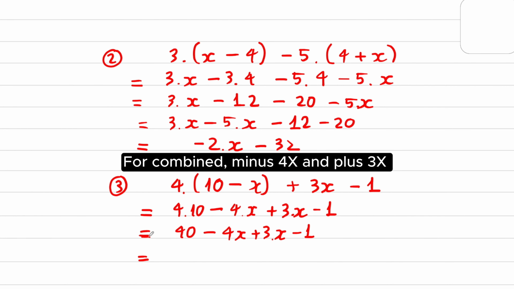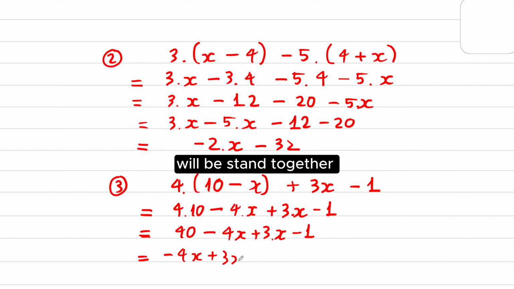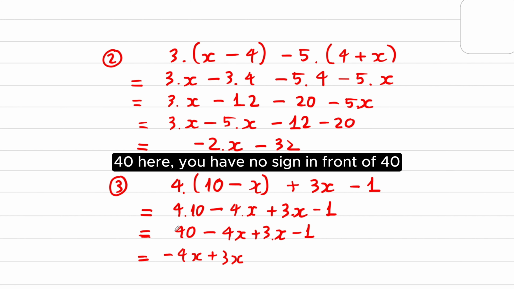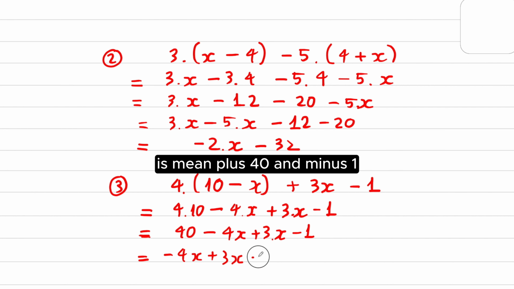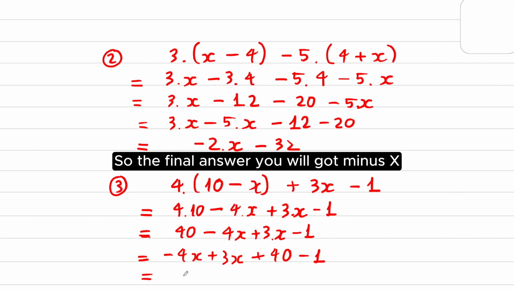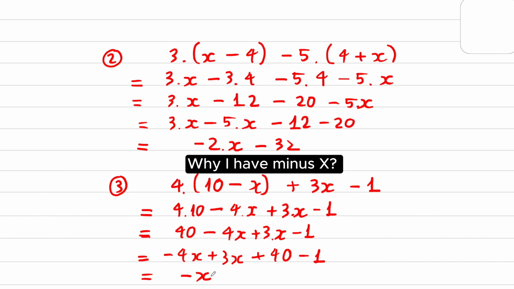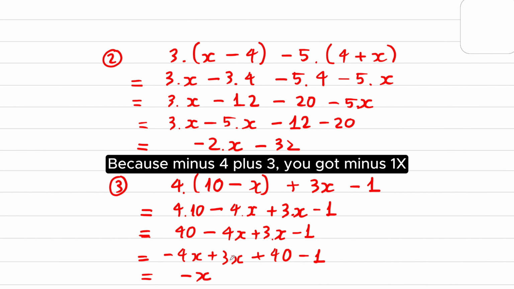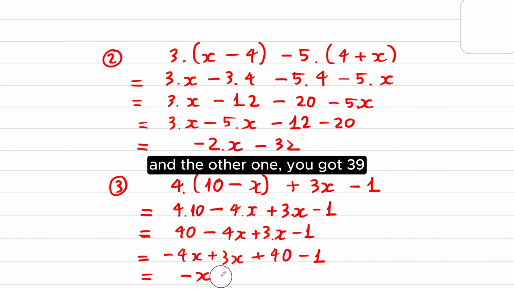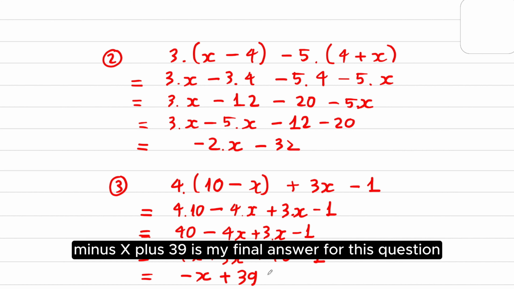Next, combine minus 4x and plus 3x together. Here you have no sign in front of 40, which means plus 40, and minus 1. So the final answer you will get is minus x. Why do I have minus x? Because minus 4 plus 3 gives minus 1x, and the other one you get 39. So minus x plus 39 is my final answer for this question.